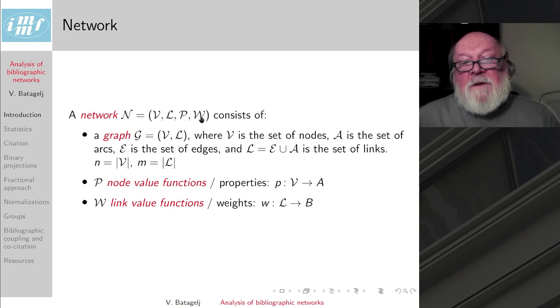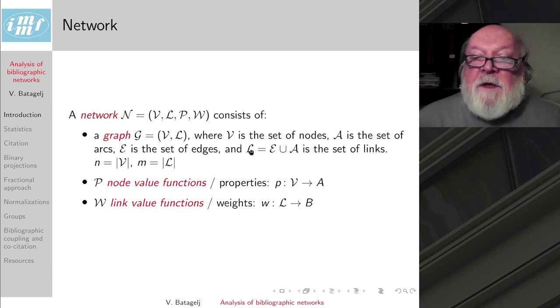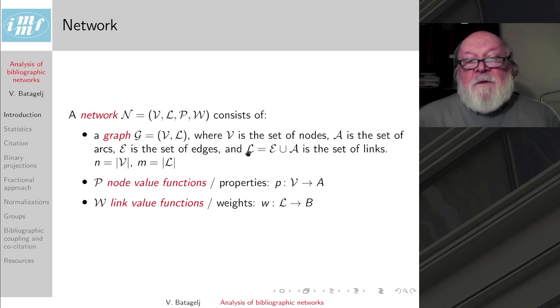Usually the set of links is partitioned into two additional sets, set A, which is a set of arcs, it means directed links, and a set of edges, that means a set of undirected links. And we usually use N for the number of nodes and M for the number of links.